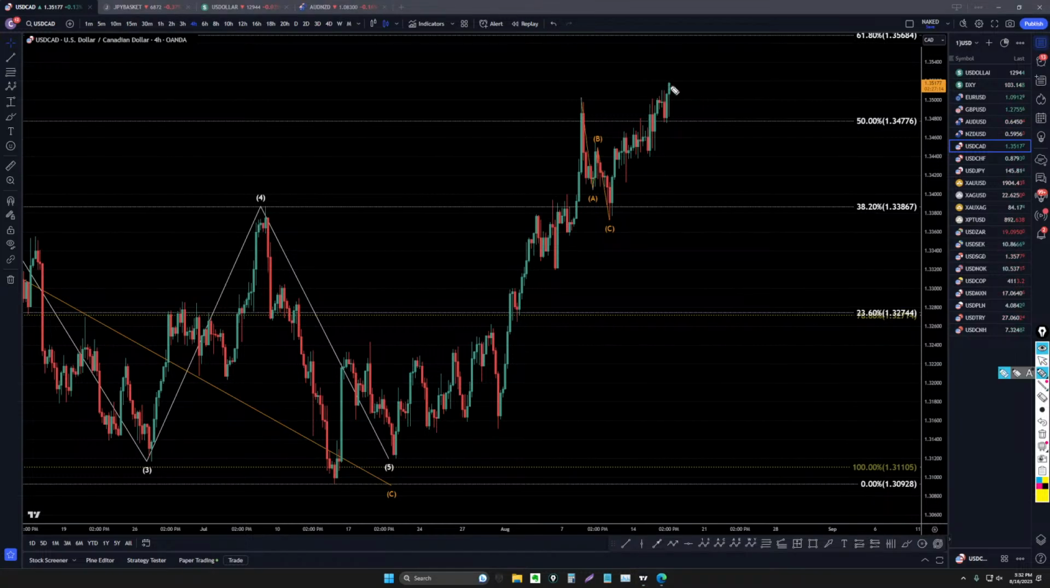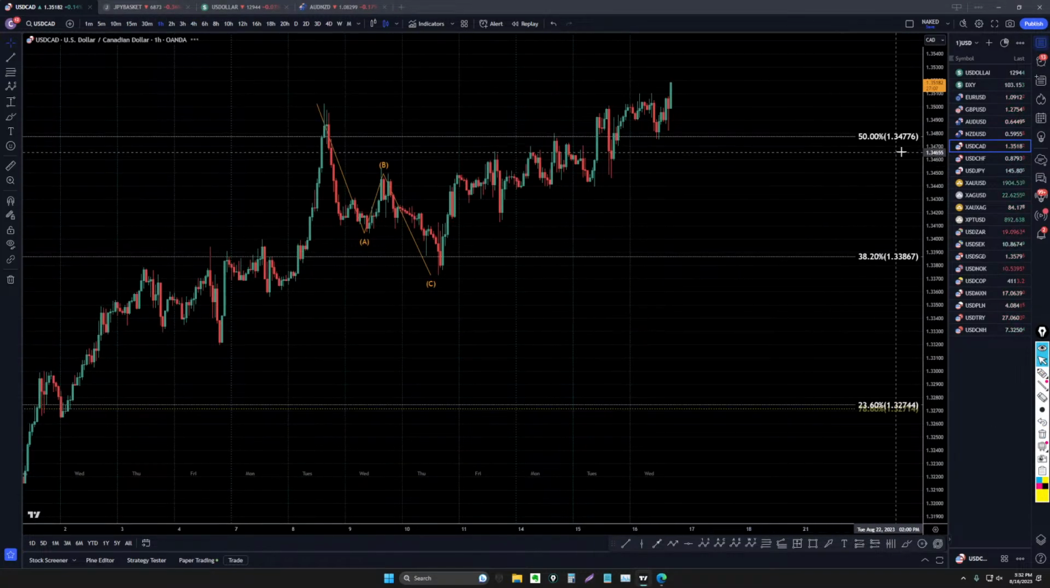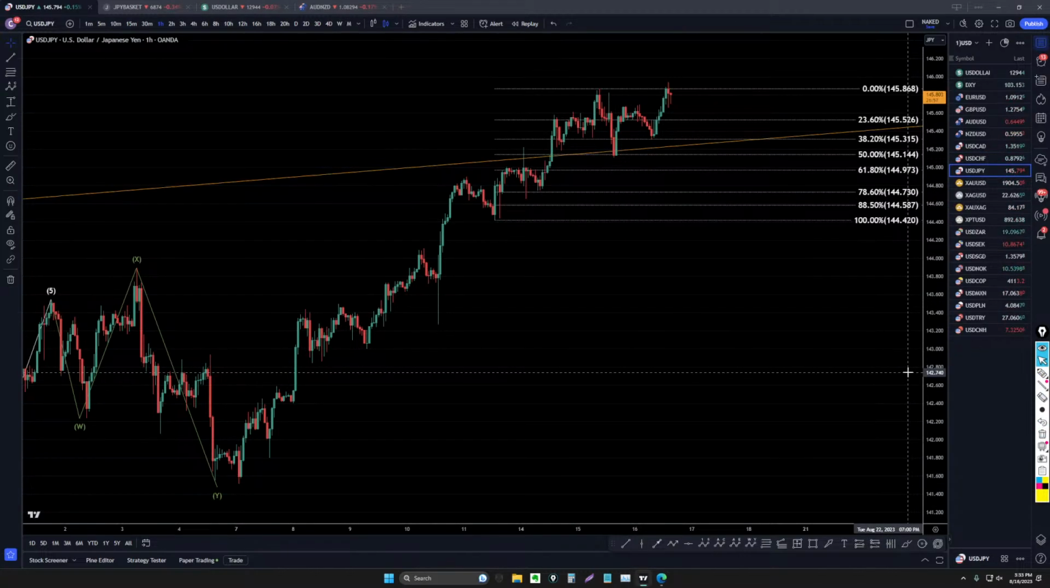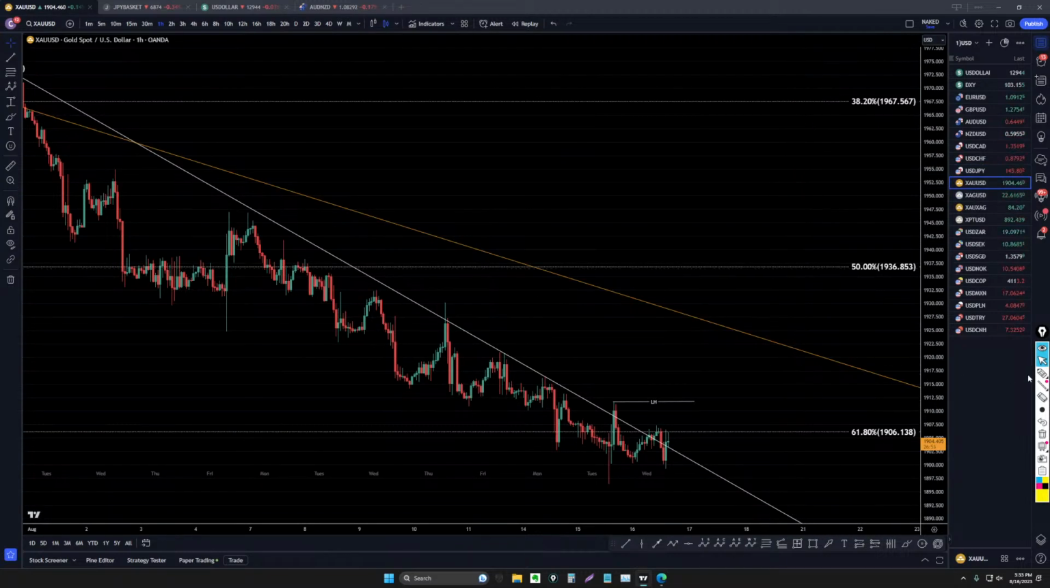I still think this is going to go up and touch this 61.8, so definitely still looking for longs on the US dollar Canadian. US dollar Swiss, I think there's a good chance this one could make a higher low and keep drifting up also. US dollar yen, I'm definitely looking for longs on that, but that's more of a yen thing than anything.